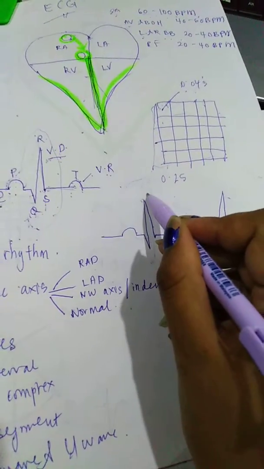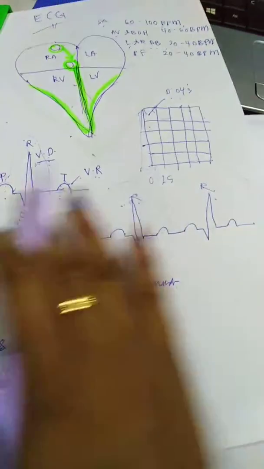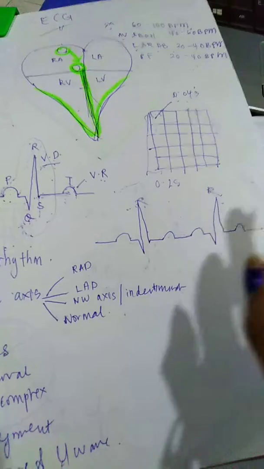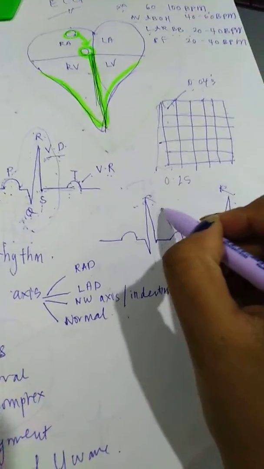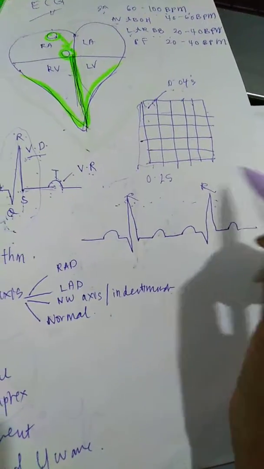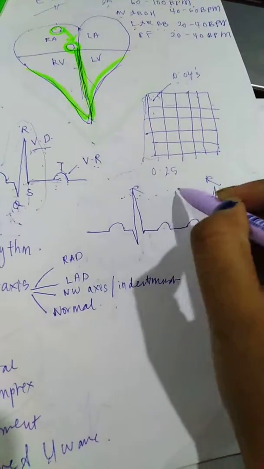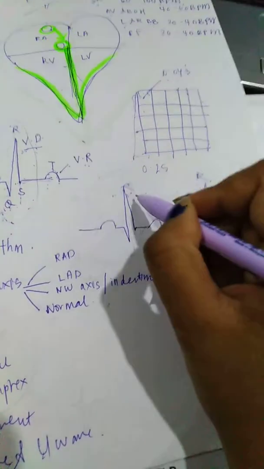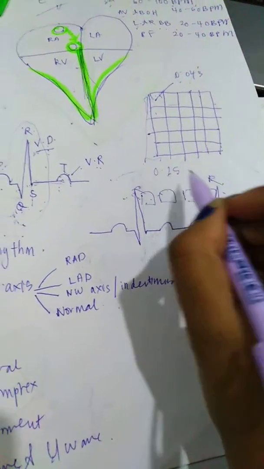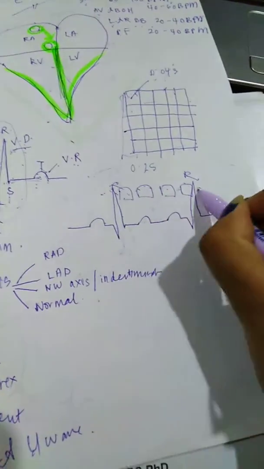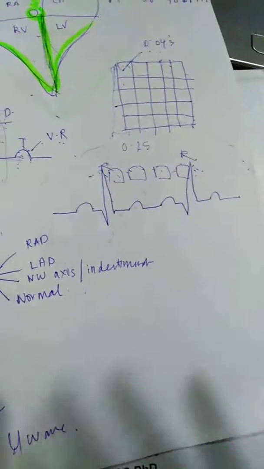You use the interval from R to R. Along the strip, you look at all the R to R intervals and check if they are regular. The number of boxes between each R to R interval will show if it's regular. Let me show you an example. If from one R to the next R you have 4 small boxes, and then from this R to another R is another 4, and then 4, and then 4, this means it is a regular rhythm.